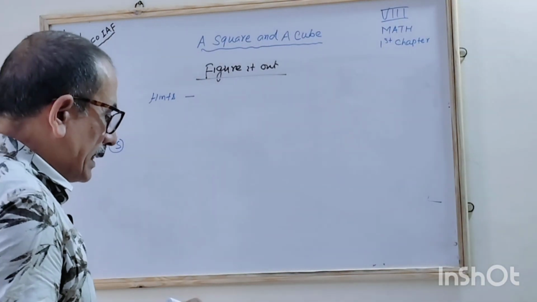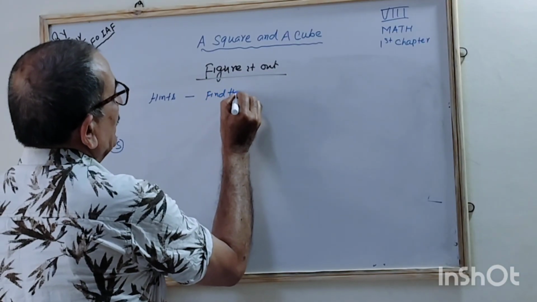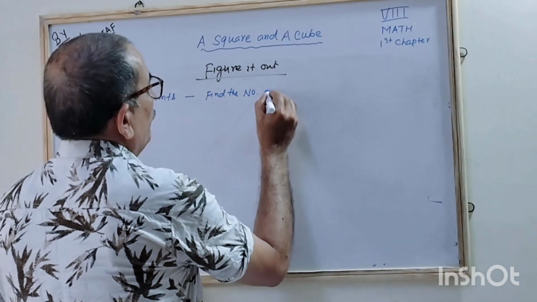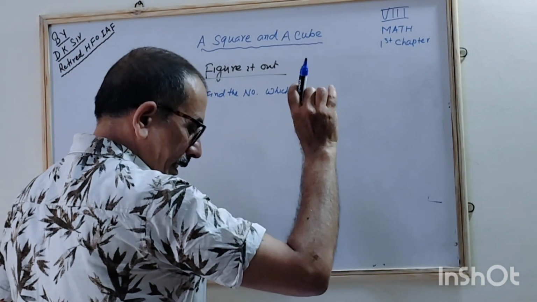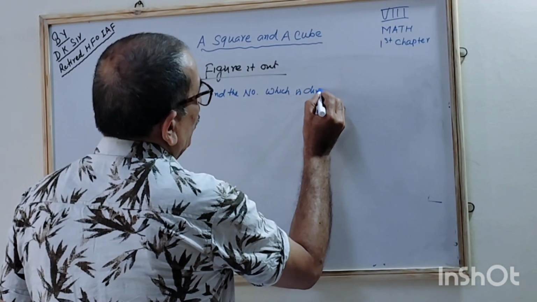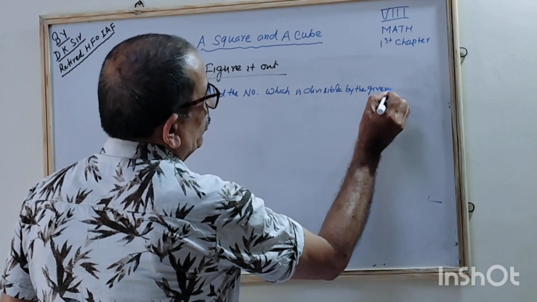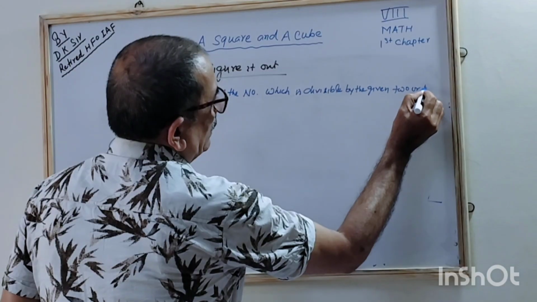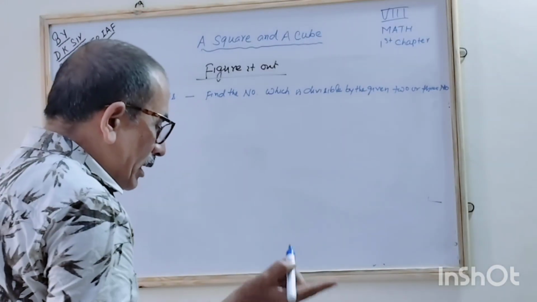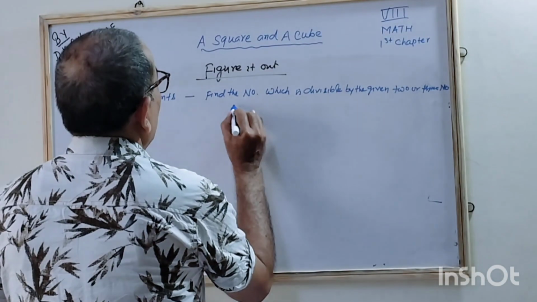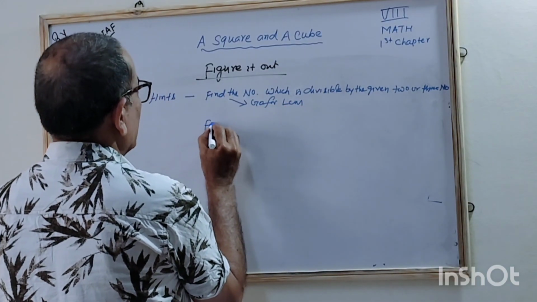If somebody is asking to find the number which is divisible by the given two or three numbers, whatever numbers they have given, then please go for LCM. Go for LCM.